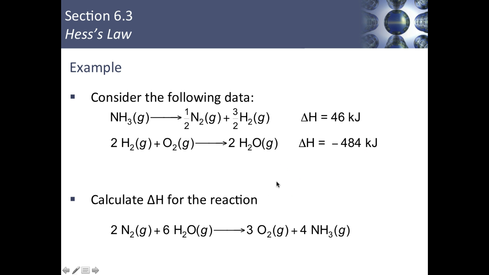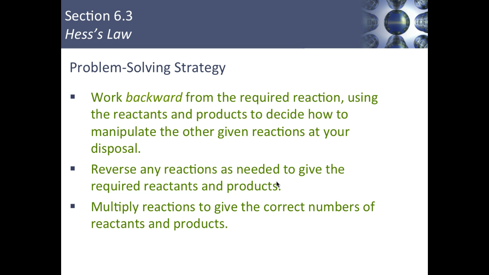Now, I want you to step in, knowing this information, and see what would be delta H for this reaction. How can we attack it? Work backward from the reaction. We want to look at the overall steps and use those to gather our information. Then if we have to reverse any reactions, we'll reverse the sign so that we end up with the correct values. Then multiply the reactions to give the correct number of reactants and products.